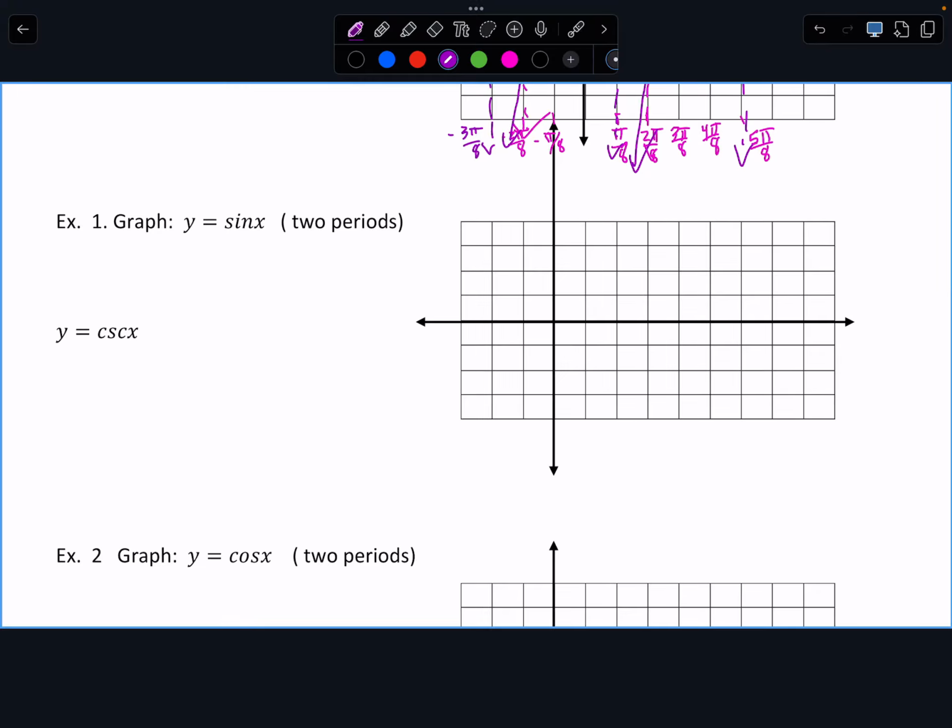For sine, the period is 2 pi, and the key increment is pi halves. And so we're at 0, pi halves, pi, 3 pi halves, and then 2 pi. So sine goes from there to 1, to 0, to negative 1, to 0. And I'm just going to dash that because ultimately the goal is to graph cosecant.